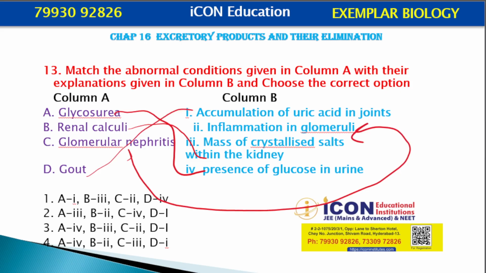So where is our answer here? A4. B is the deciding factor. B is given as 3, B is given as 2. So what is our answer? B is renal calculi. Glycosuria, presence of glucose in urine. Renal calculi, mass of crystallized salt. So B is 3 and C 2. Okay, so I am selecting the third option.